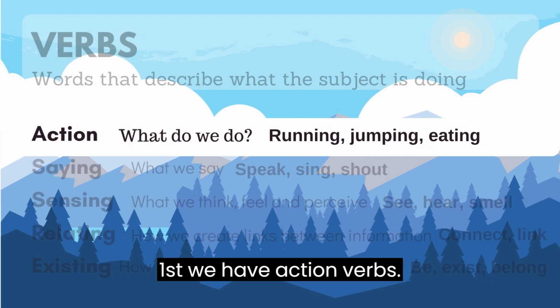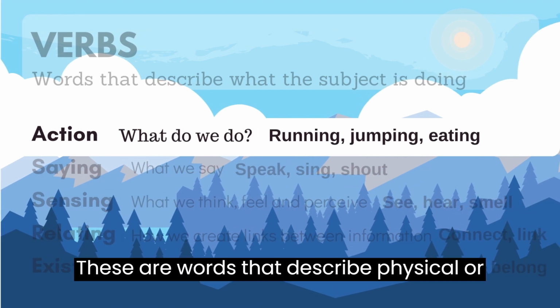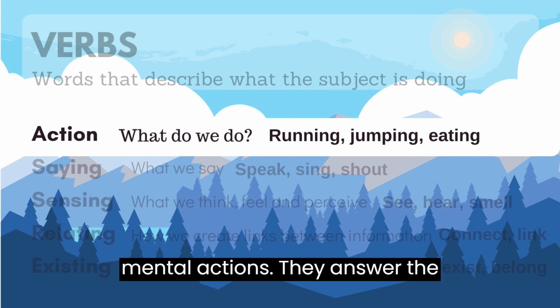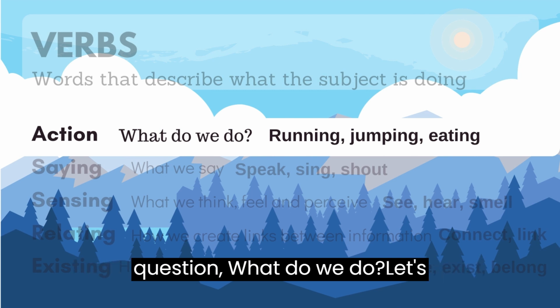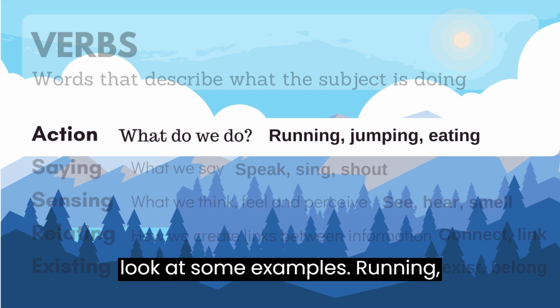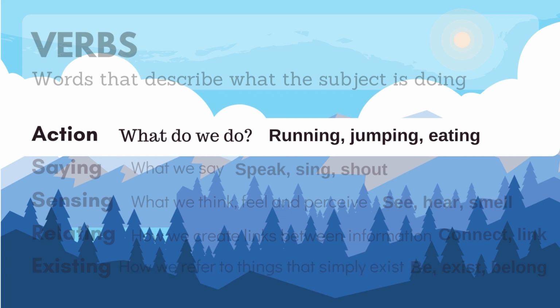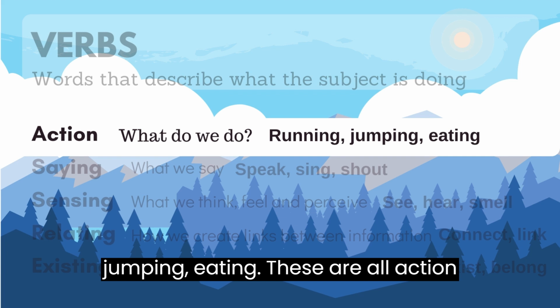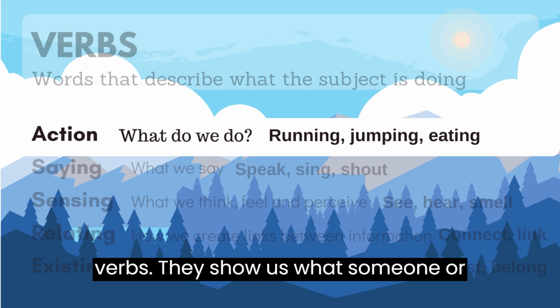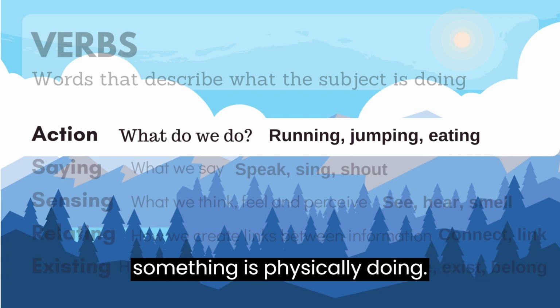First, we have action verbs. These are words that describe physical or mental actions. They answer the question, what do we do? Let's look at some examples. Running, jumping, eating, these are all action verbs. They show us what someone or something is physically doing.